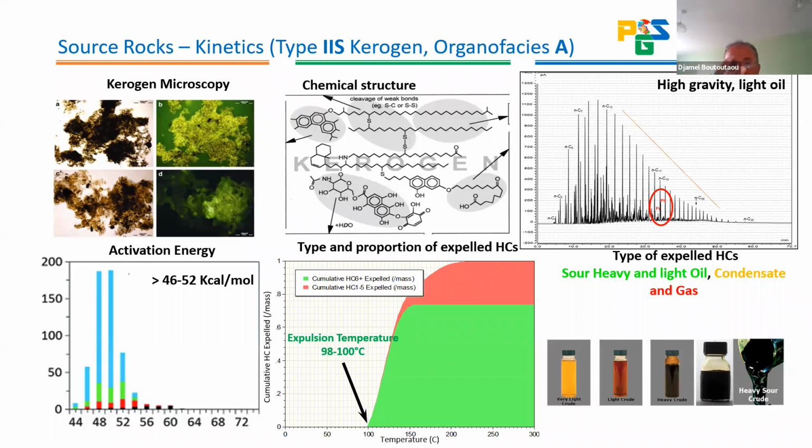When we model a source rock, this is what we expect. As a geochemist, if you tell me I have a type 2S or the organophase A, which is marine carbonate, I know it is a marine carbonate source rock, so I can easily tell you what I expect. I expect that in my area, in my block, in my basin, there will be heavy oil and light oil, but the oil is sour, with high sulfur content, above 1% sulfur.